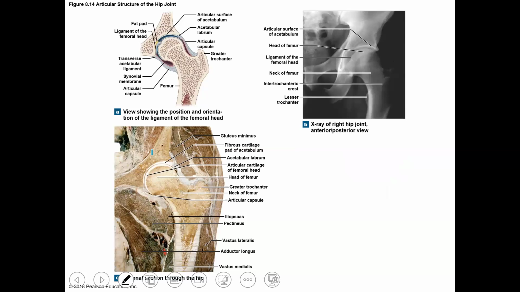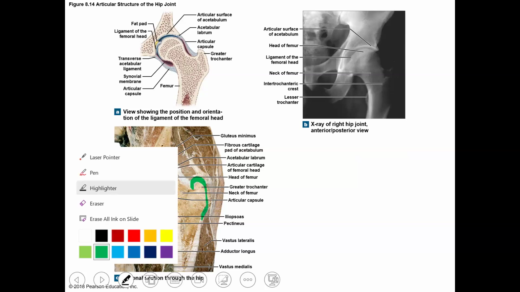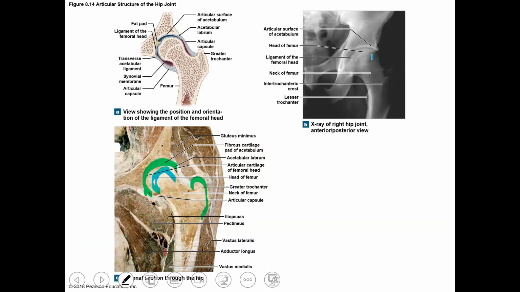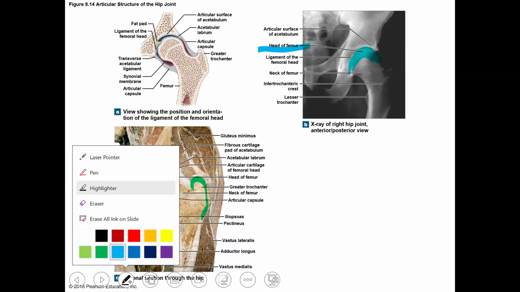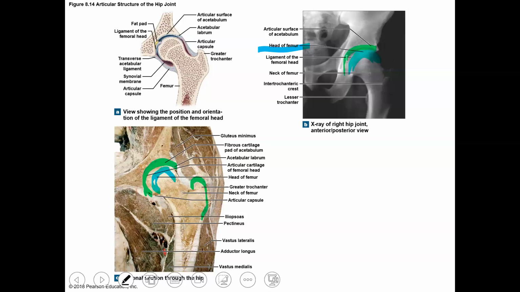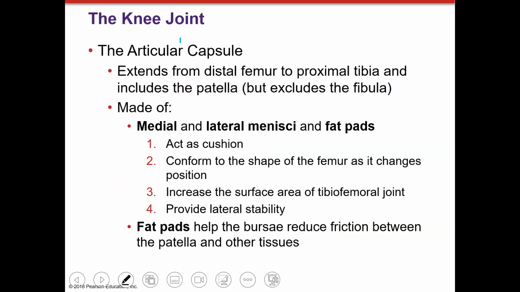So you can see a dissection here. So here's the femur head. And then above that would be the acetabulum. Okay. Greater trochanters out here. And you can see an x-ray here. So we could see the head of the femur here. And then the acetabulum is up in here, up a little higher there. And then femur head. Good.